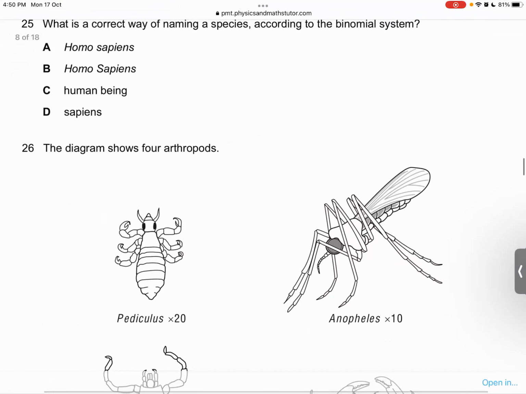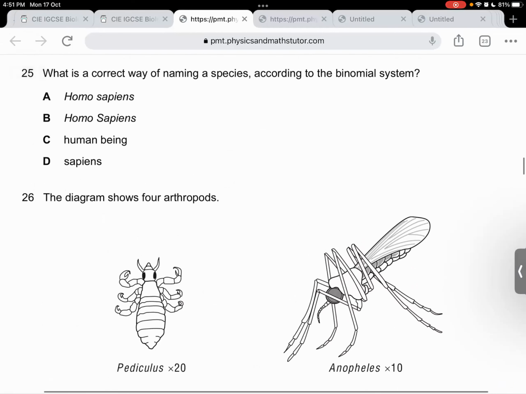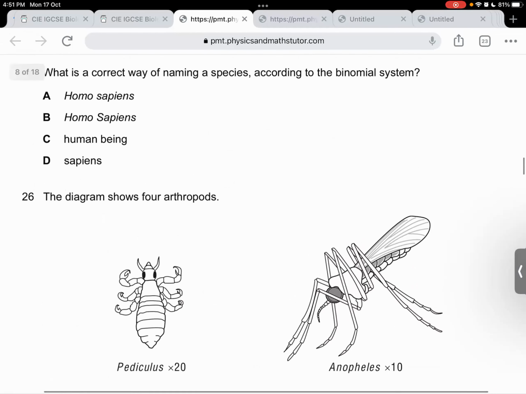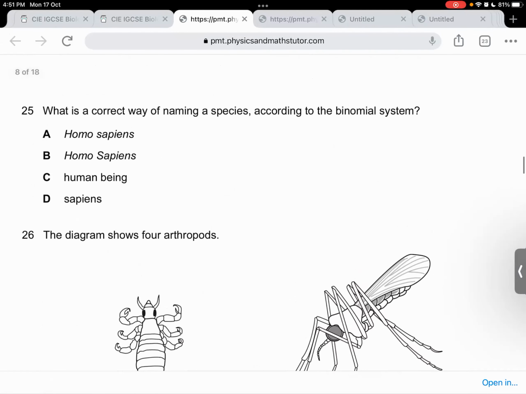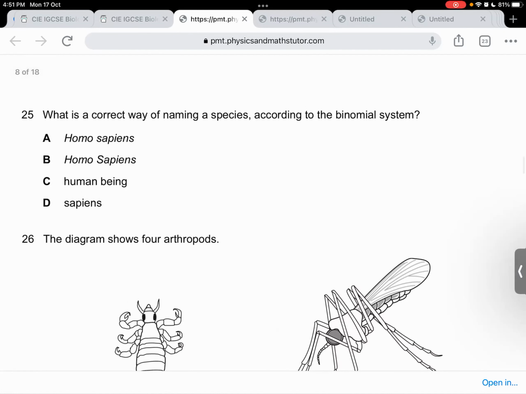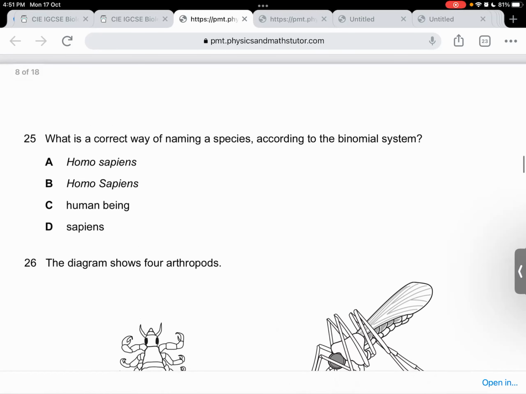Correct way of naming a species according to the binomial system. So what's the answer for 25? Miss, B. The first letter is always capital and the name of the species is always in small. Oh yeah, sorry, A, my bad.